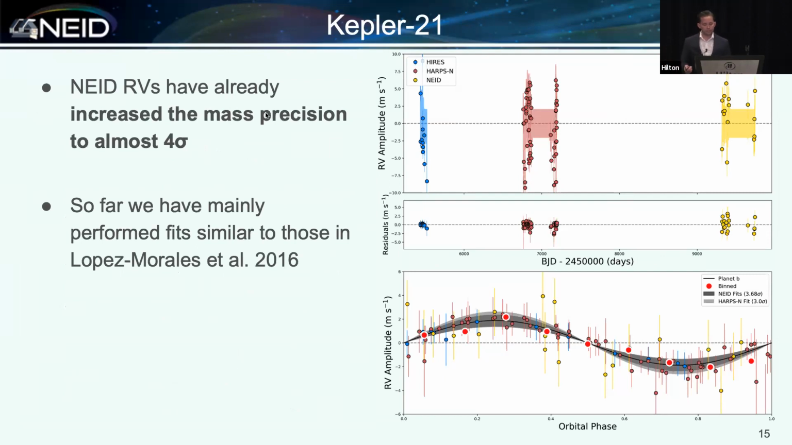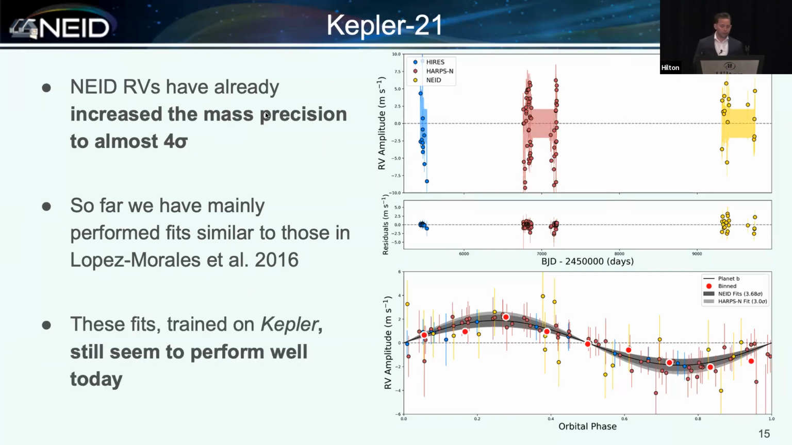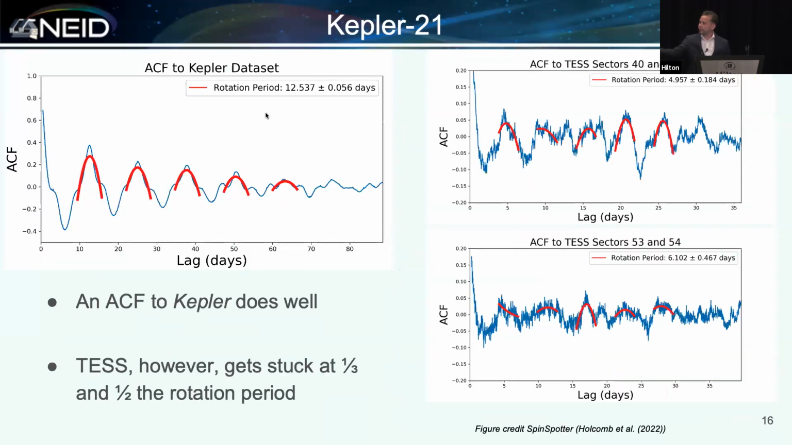2016, where this mass was most recently measured. Basically, we train our activity models on Kepler instead of training them, say, on newer TESS data. But we want to train them and see what happens when TESS is involved. And this is still ongoing. I wish I had some really cool results about that right now.